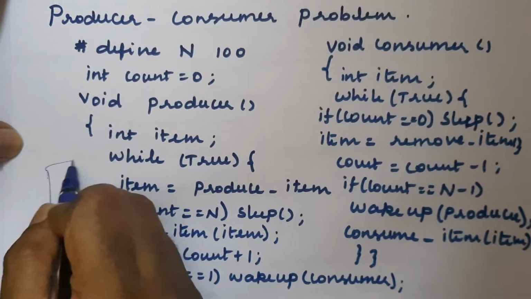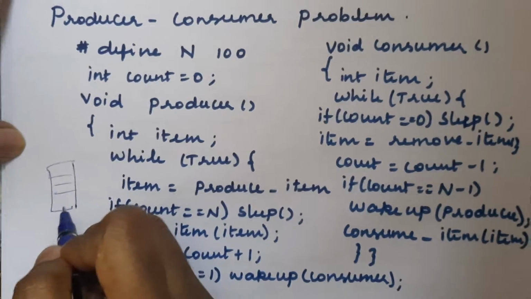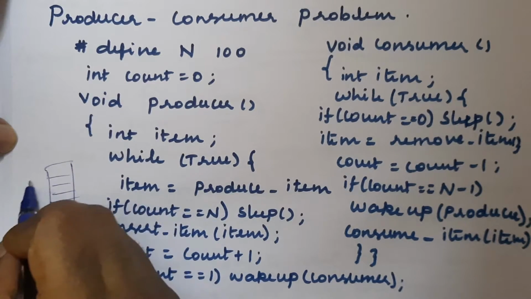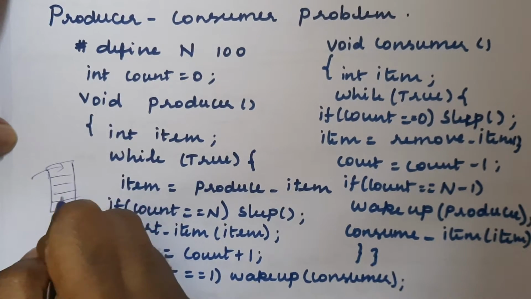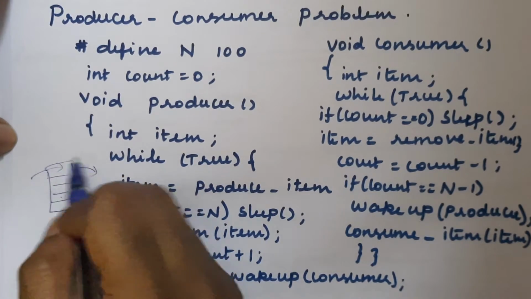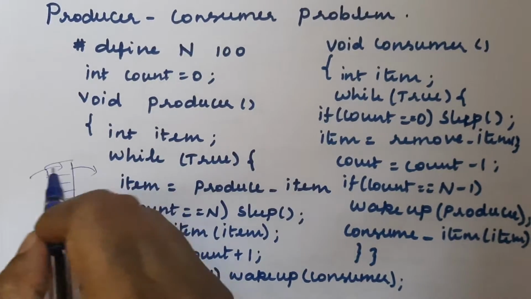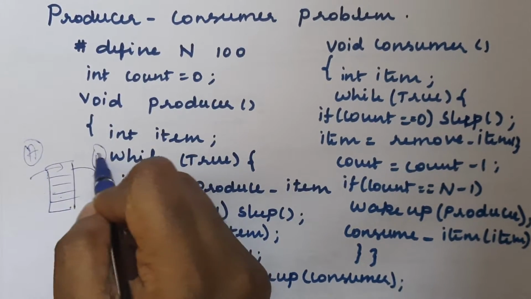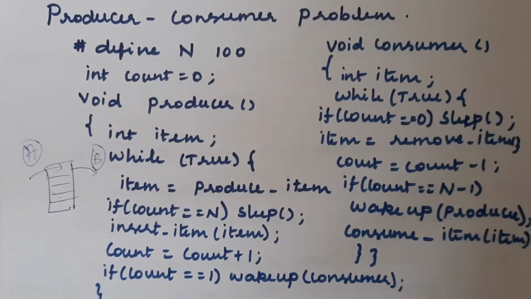Here we have the buffer and a number of slots that are available. Whichever empty slots we have, we can produce new items to be stored there, and the consumer process will get that item from the buffer. So this is the concept of the producer consumer problem. Here we have the producer process and here we have the consumer process.